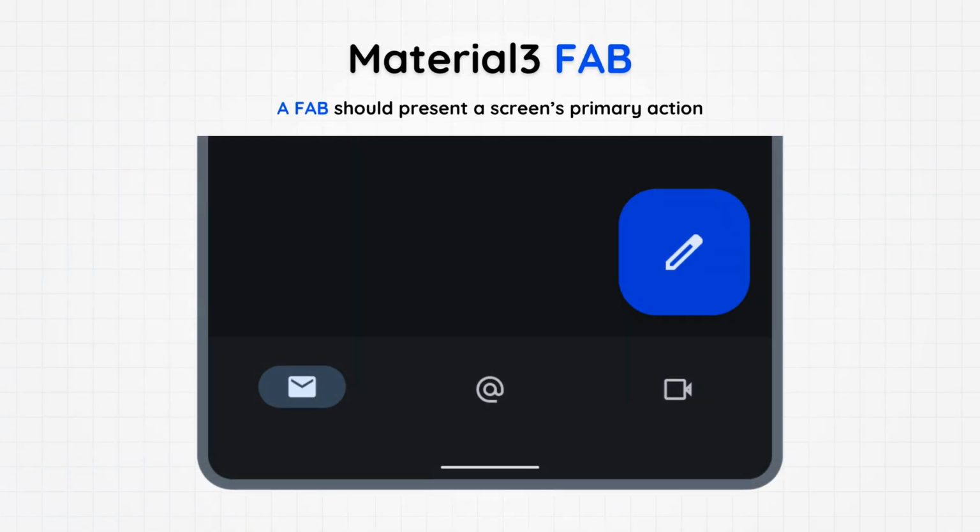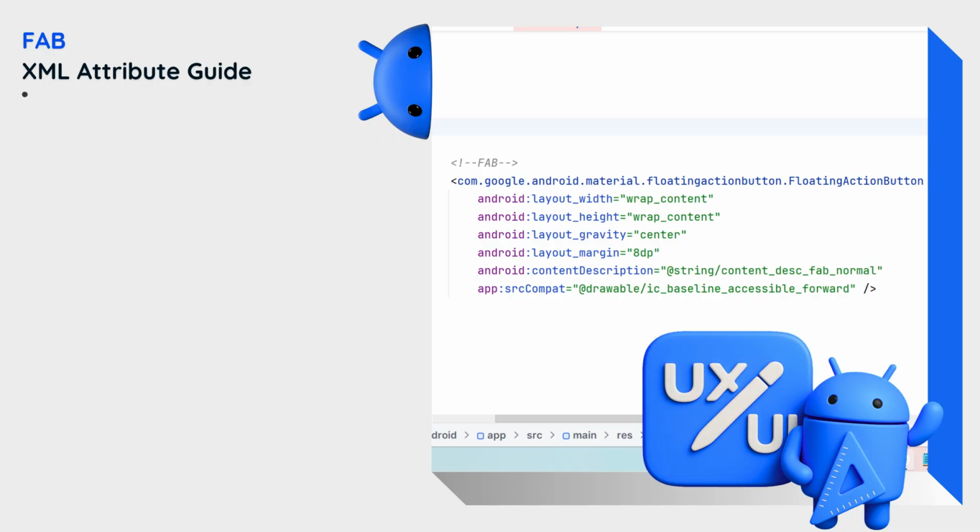In Material 3, a floating action button, or FAB, is used to present a screen's primary action. It floats above the content and stands out so users always know what the main thing to do is. Whether it's creating, adding, or sharing, the FAB makes it quick and easy. By using a FAB, your app stays focused, clean, and action-ready, just the way modern design should be.